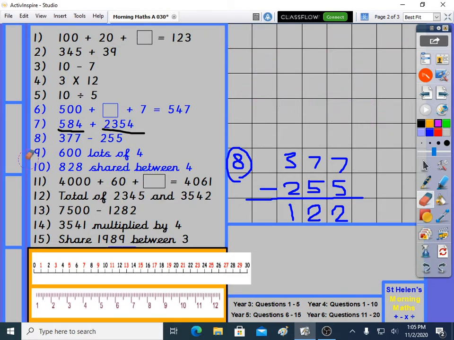Sometimes I'm suspicious of easy questions. I feel like I might have done something wrong. But I've checked it and it looks fine. Number 9, 600 lots of 4.